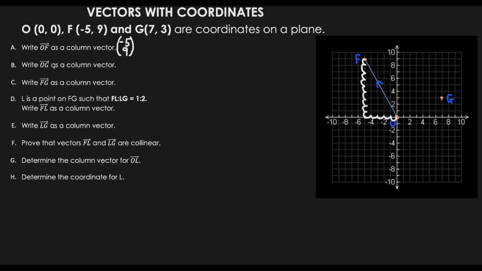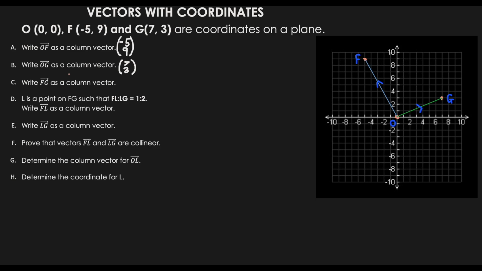Based on the principle that I just explained, O to G would be 7, 3. It would be 7 to the right because it's positive, and 3 up. Okay, 7 to the right and 3 up. So let's just test this out on our little diagram here. We're starting at the origin and we're going to G. So we go 1, 2, 3, 4, 5, 6, 7. So 7 to the right, that's a +7. And then we go 1, 2, 3 up. So from O to G is 7, 3.